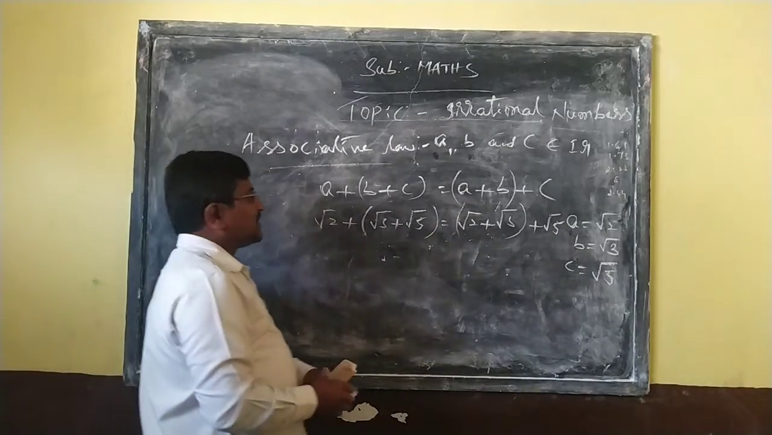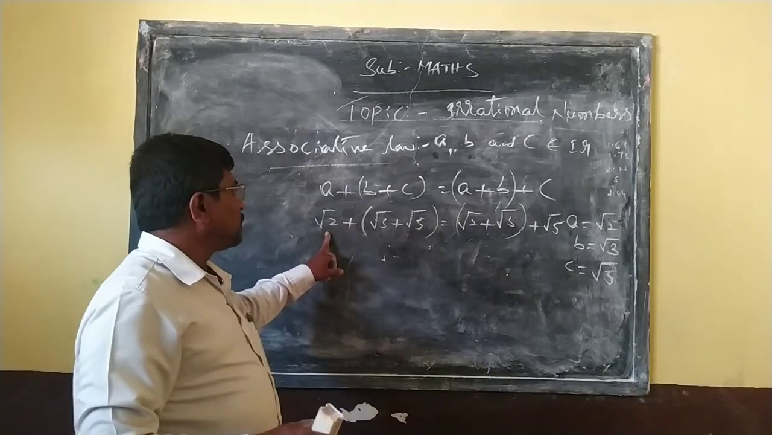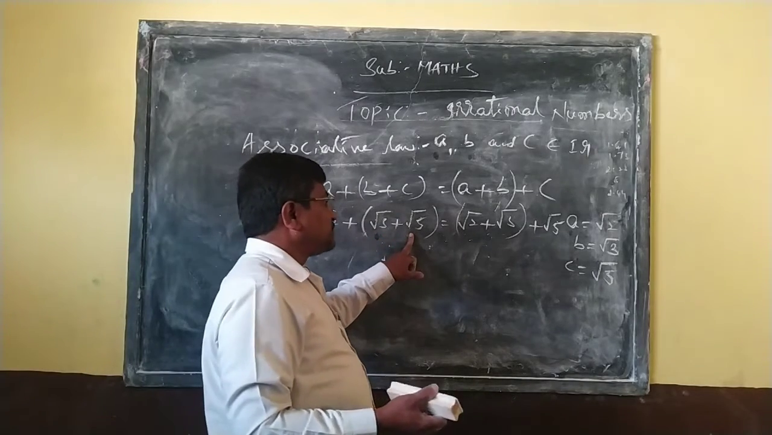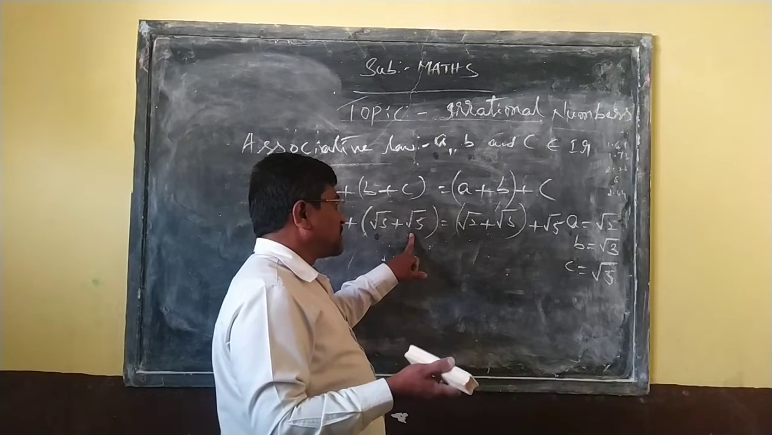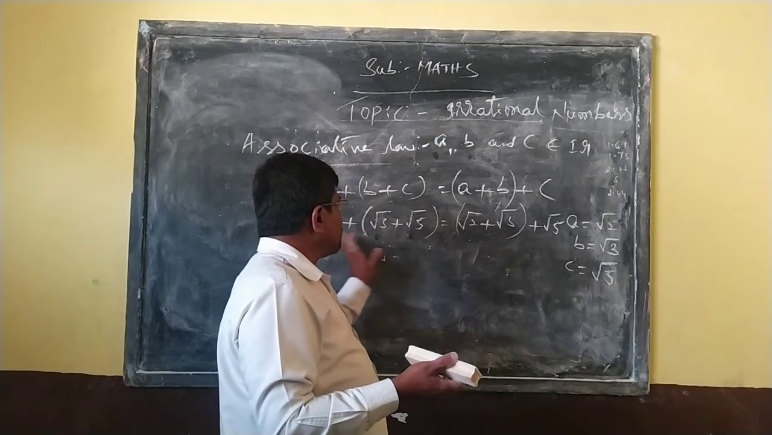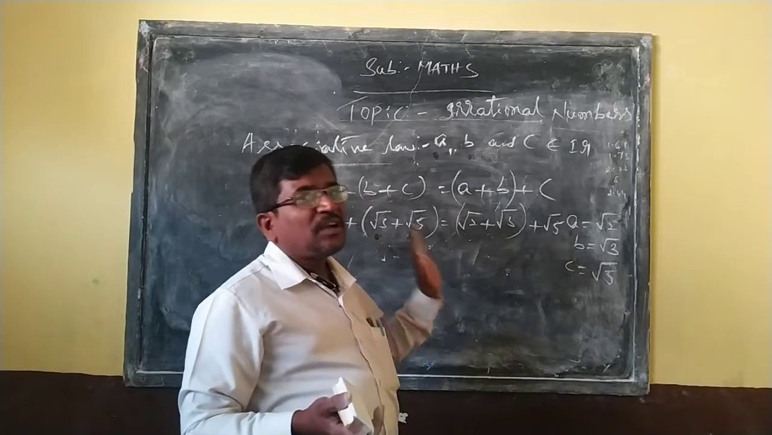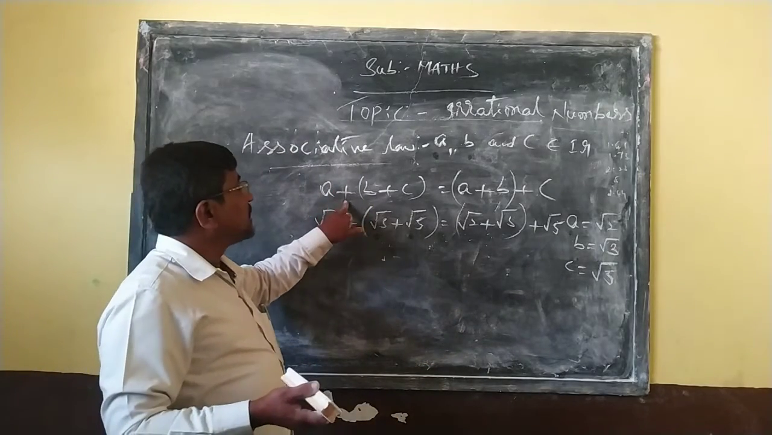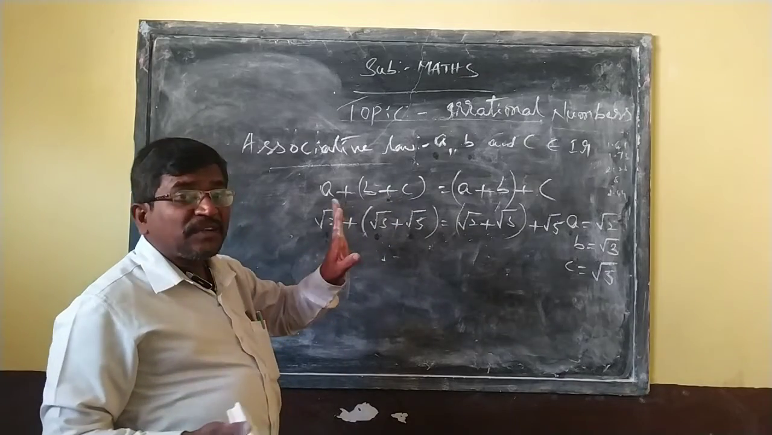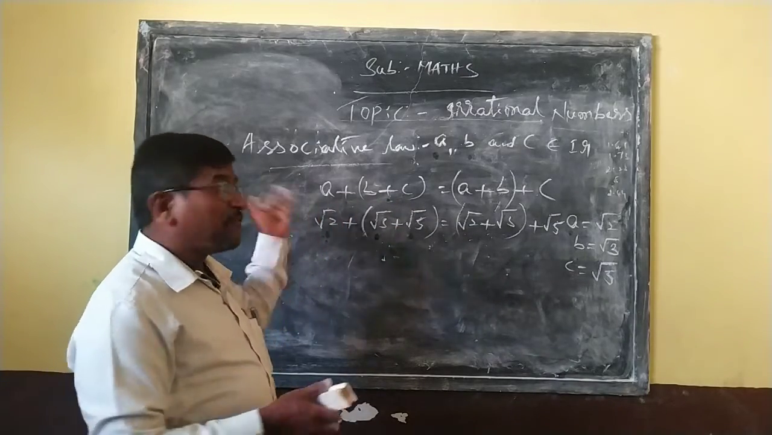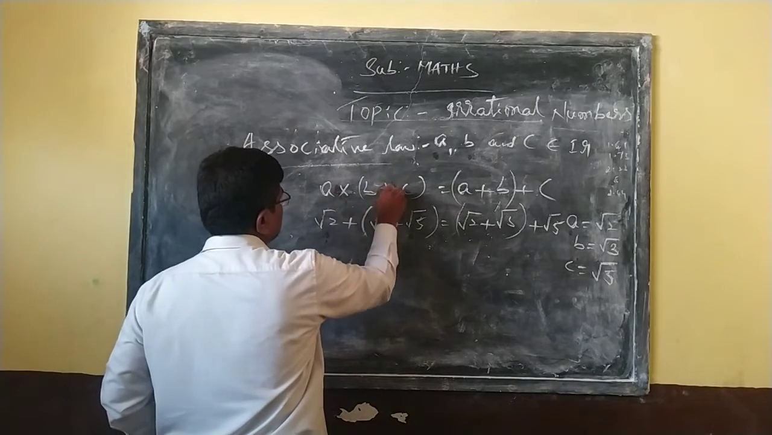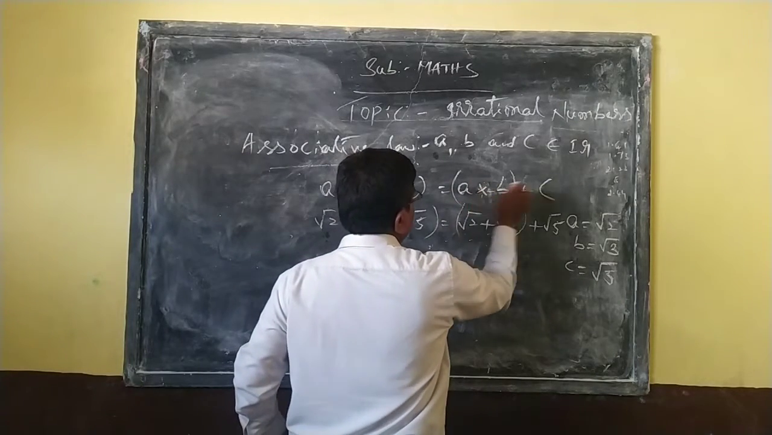Okay. As I said, substitute the values: 1.41 here, 1.73, and here root 5 is 2.23. So simplify, you will get LHS is equal to RHS. You can try, you will get the answer. Yes, it's satisfied, but here also subtraction is never satisfied. Of course, multiplication is satisfied. A into B into C is equal to A into B into C.